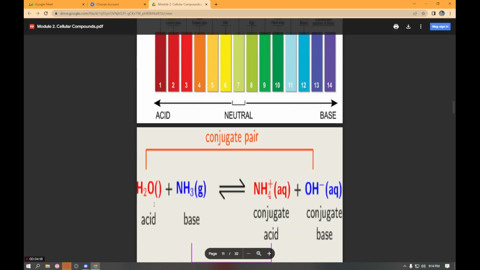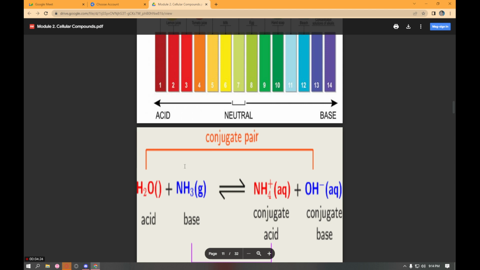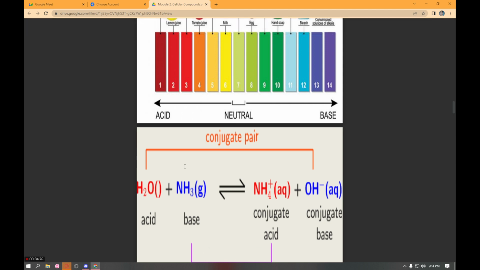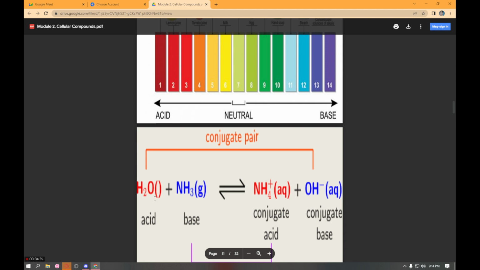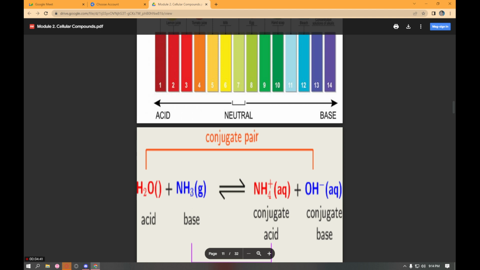Why, kailan ang water is considered as an acid? What is in your module is wrong, because ammonia, with the formula NH3, is a base. If this ammonia is combined with water, the product here is that your NH3 becomes NH4.